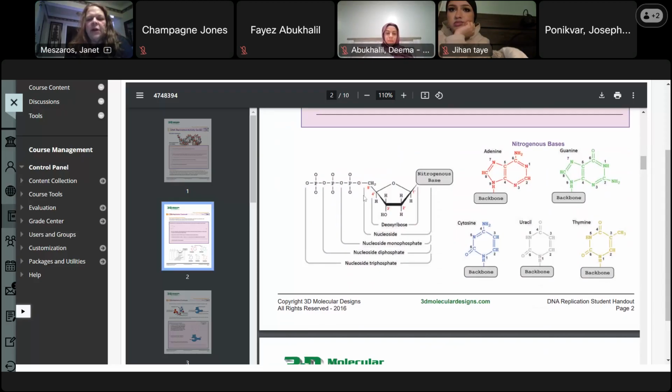I'm going to start here with the sugar, okay? You're not going to draw this sugar. Don't worry about the sugar. But you do have to know that the sugar in the DNA nucleotides is deoxyribose. This deoxyribose is just a 5-carbon sugar. And what they do with the sugars is they label them as primes.